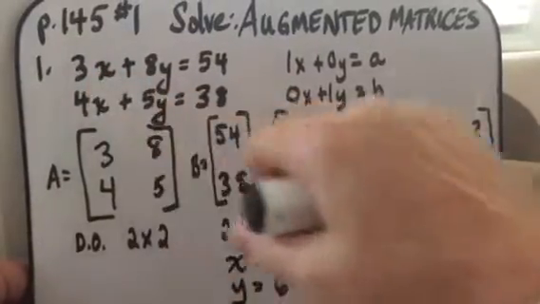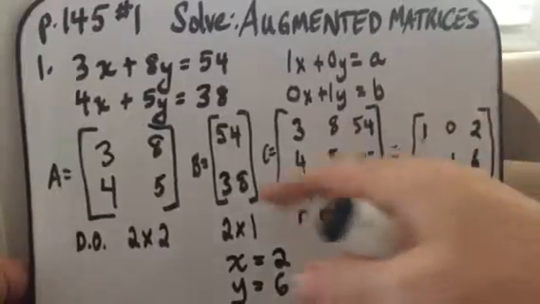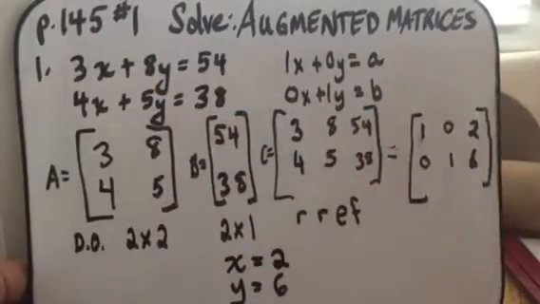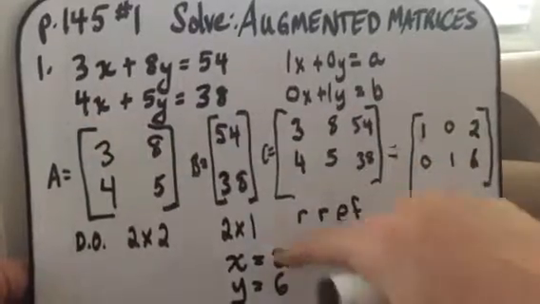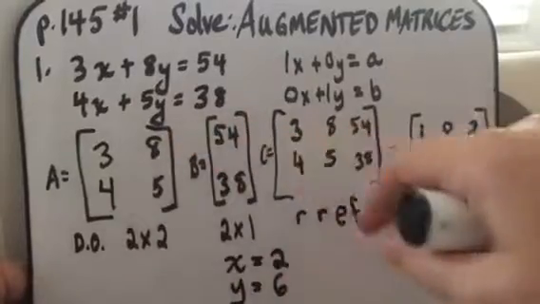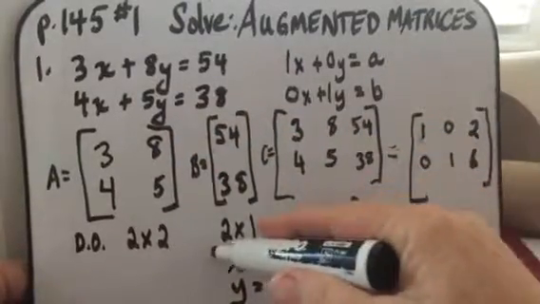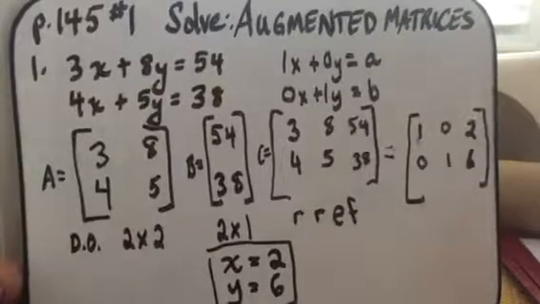3 times 2 is 6. 8 times 6 is 48. 6 plus 48 is 54. That works. Now 4 times 2 is 8, 5 times 6 is 30. 8 plus 30 is 38. So yes, indeed, these are the solutions to this problem.